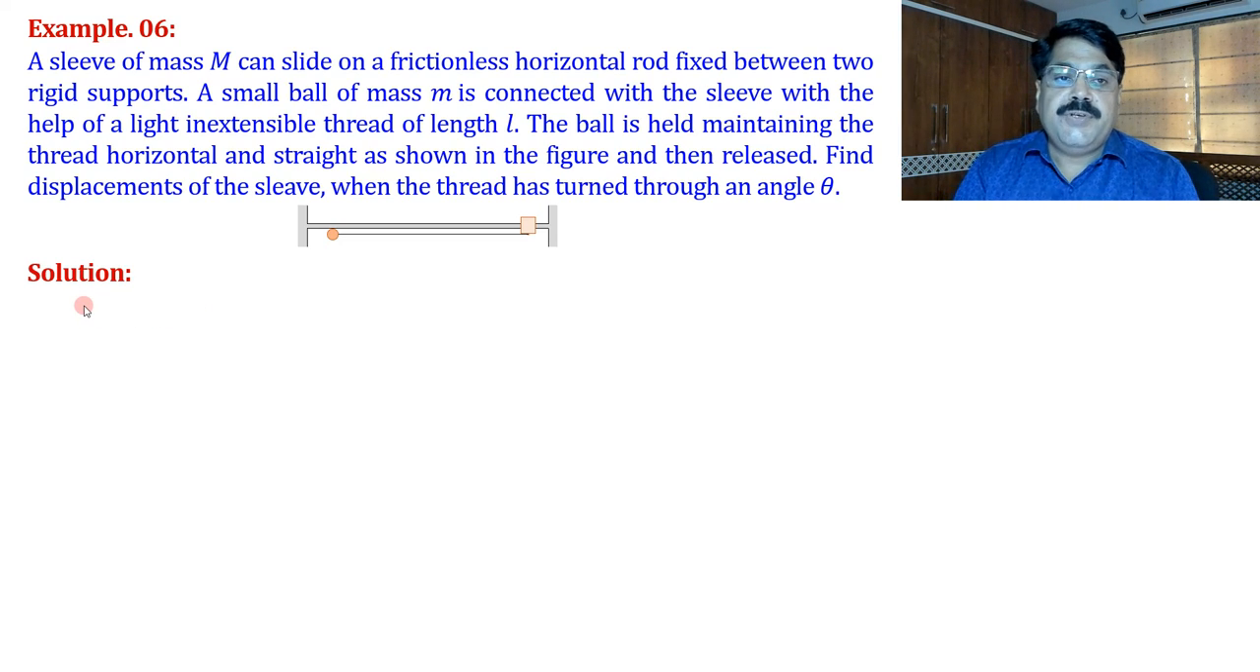Again, what we use here on the system: there is no external force in the horizontal direction. So there will be no acceleration of the center of mass in the horizontal direction. First thing. And initially the setup was at rest, so the center of mass initial velocity is 0. So the center of mass x velocity will be 0, because there is no acceleration in the horizontal direction.